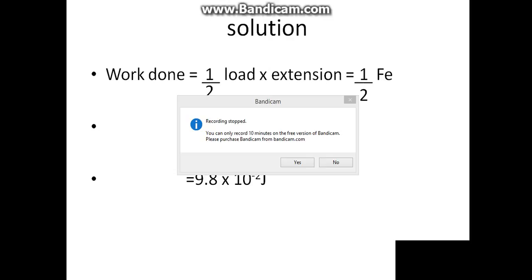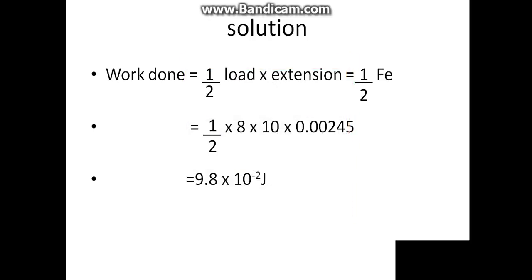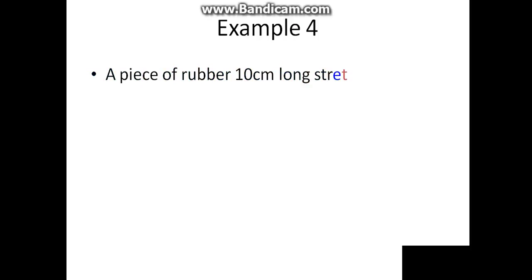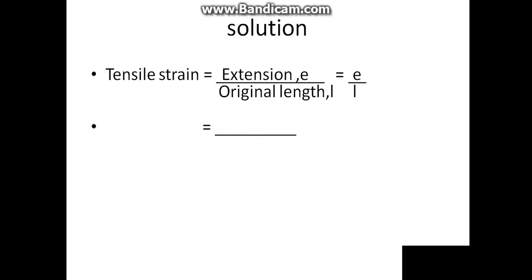A piece of rubber 10 cm long stretches 6 mm when a load of 10 Newton is hung from it. What is the strain? Solution. Tensile strain is equal to extension e over original length L, which is equal to e over L, which is equal to 0.006 m all over 0.10 m, which gives us 6 times 10 raised to the power minus 2.